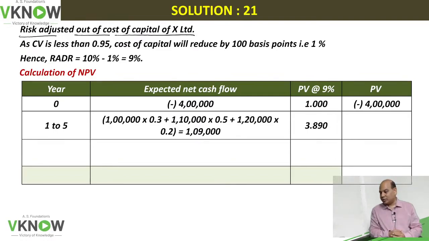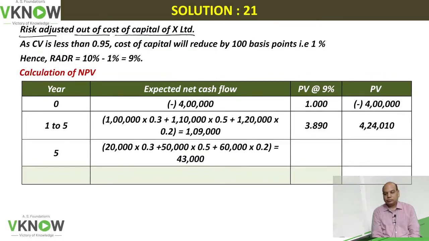PV factor at 9%, 3.890, please check. 424010, present value 424010. Then year 5, expected salvage value. Expected salvage value can be 20,000 with 0.3 probability, plus 50,000 with 0.5 probability, 60,000 into 0.2 probability, and that is equal to 43,000.